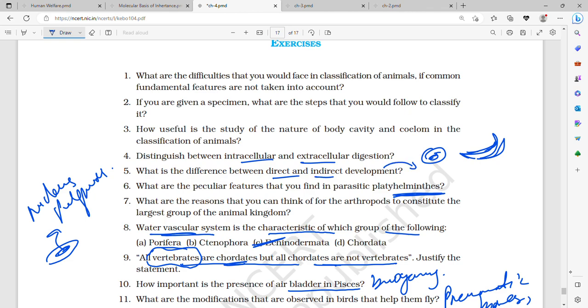Indirect development consists of larval stages which are morphologically distinct from the adult. Direct development is where the adult will look similar to the newborn. That is, there are no intermediate stages.